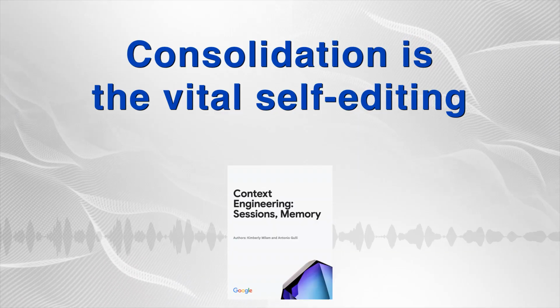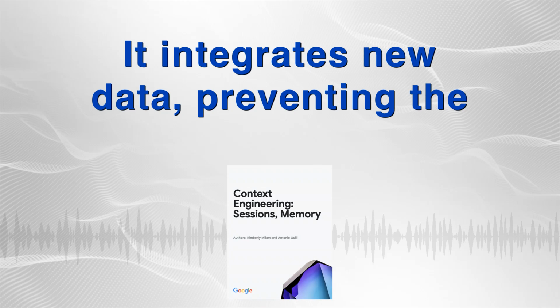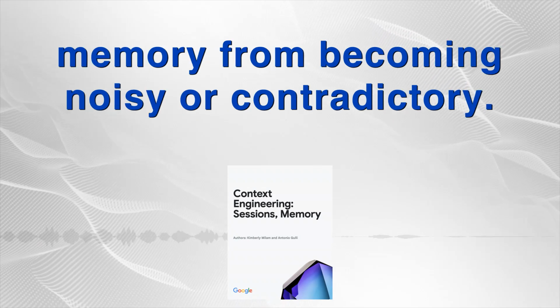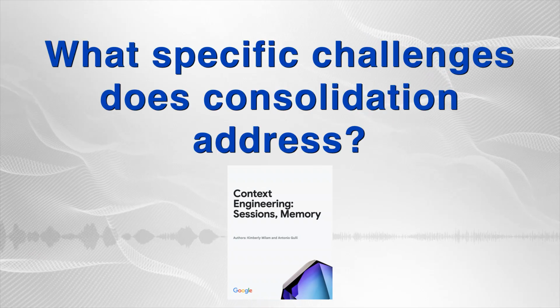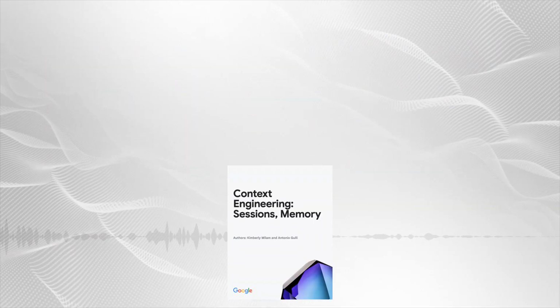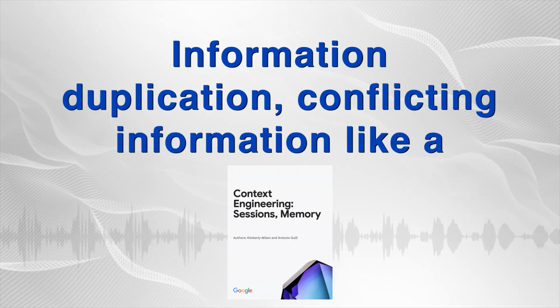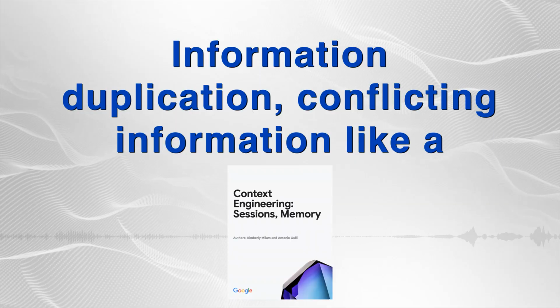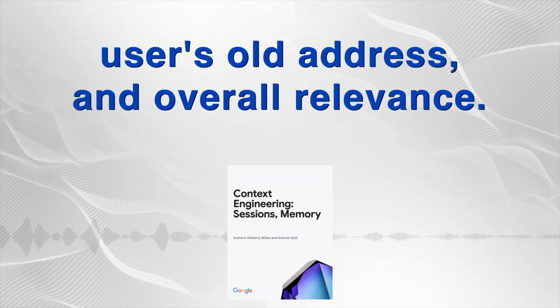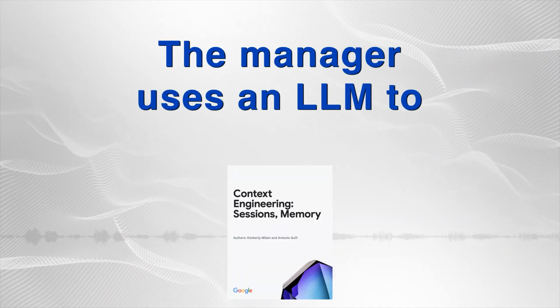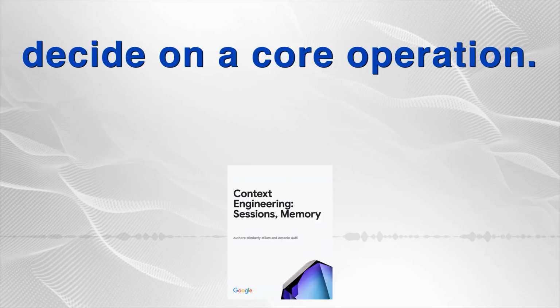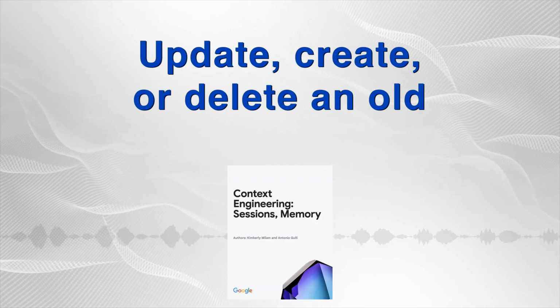Consolidation is the vital self-editing stage. It integrates new data, preventing the memory from becoming noisy or contradictory. What specific challenges does consolidation address? It addresses three things: information duplication, conflicting information like a user's old address, and overall relevance. The manager uses an LLM to decide on a core operation: update, create, or delete an old memory.